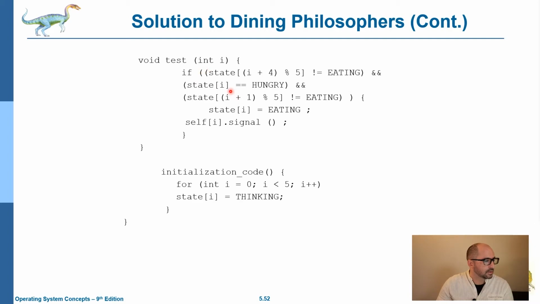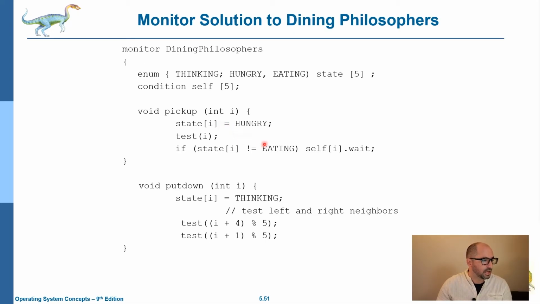So what our test does essentially is look left and right and see if the left and right parties are not eating. If they're not eating and I am hungry, then I will now move to eating and I will signal that it's time for me to wake up and begin processing again. If I was not waiting, nothing will happen, and that's great. So it gets to proceed.